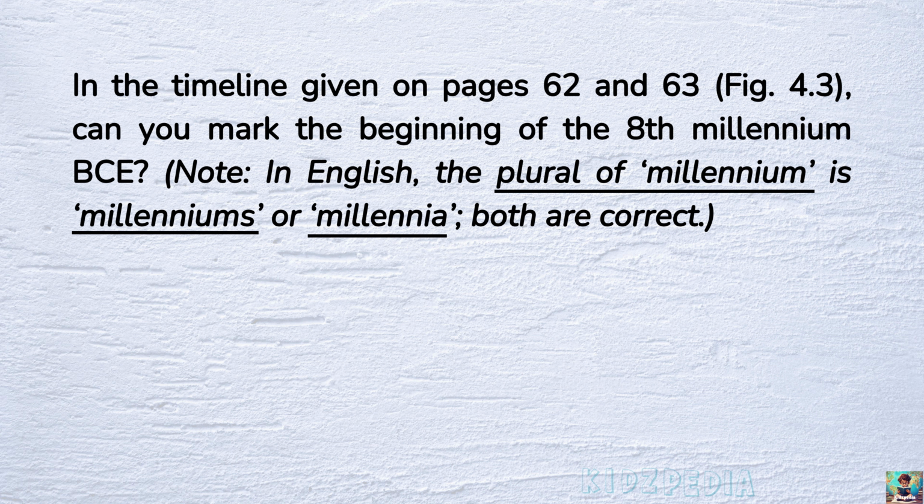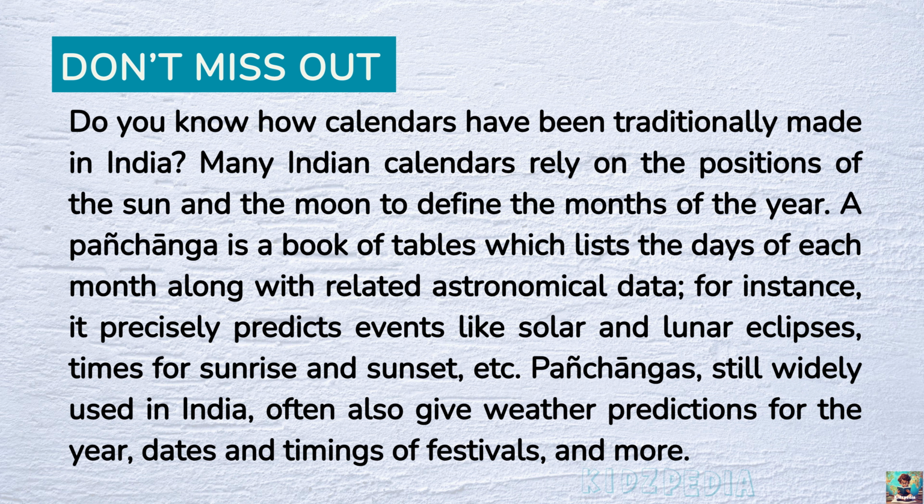Do you know how calendars have been traditionally made in India? Many Indian calendars rely on the positions of the sun and the moon to define the months of the year. A Panchanga is a book of tables which lists the days of each month along with related astronomical data.